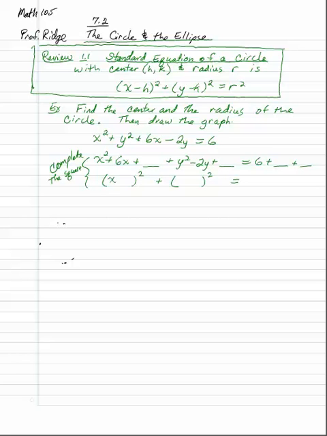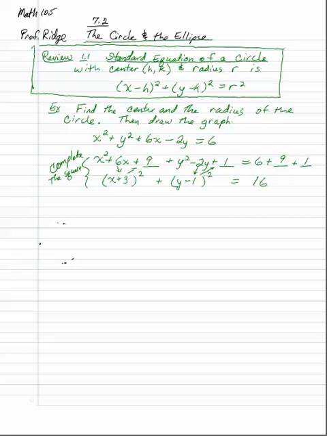Okay, so we're going to take half the middle term. 6 divided by 2 is 3. 3 squared is 9, and add it to both sides. Same thing for y. Half the middle term is negative 1. Negative 1 squared is 1, add it to both sides. And then we're going to combine: 6 plus 9 plus 1 is 16.